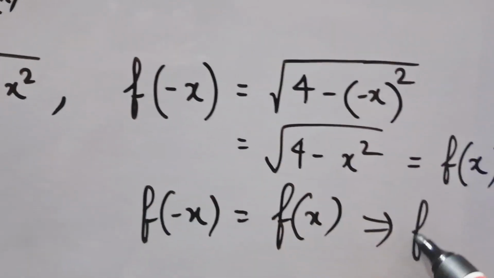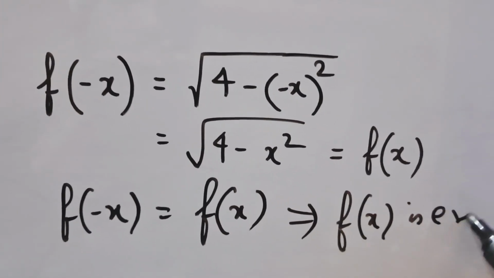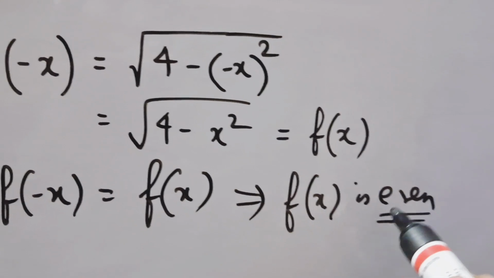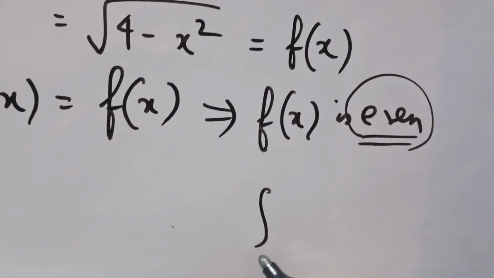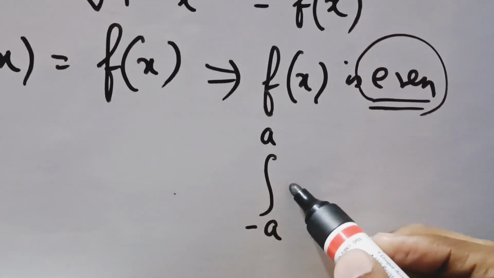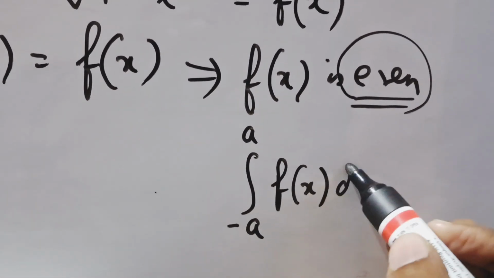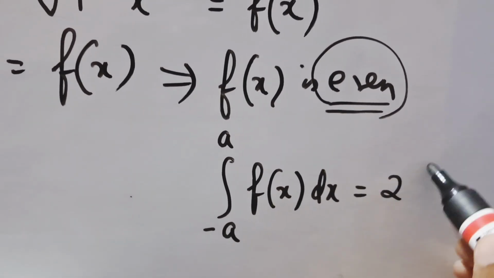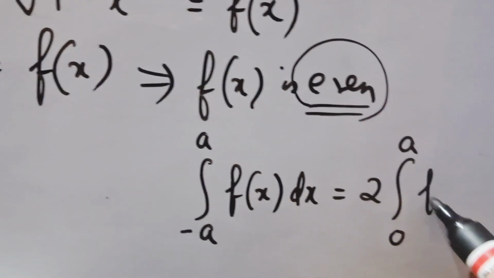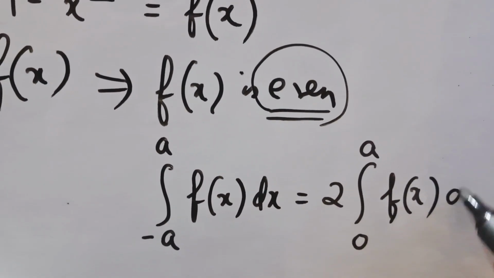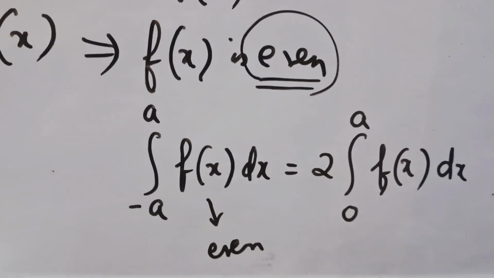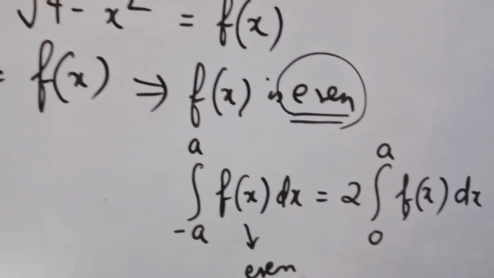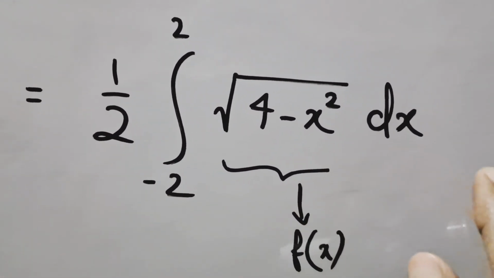That means f of x is an even function. Unlike the previous one, which was an odd function, this is an even function, and for an even function, what does the property tell us? Minus a to a f of x is nothing but 2 times 0 to a f of x dx, if f of x is even. So just this one will apply here, minus 2 to 2 square root of 4 minus x square.